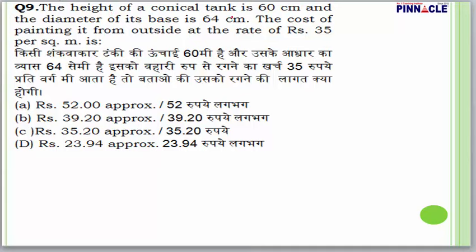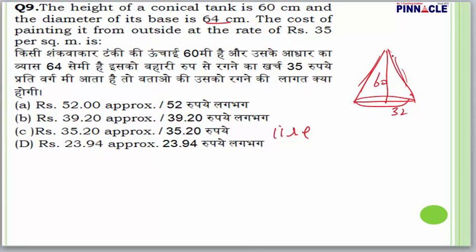9. Height of a conical tank is, this is a conical tank and the height is given here as 60 cm. And the diameter of its base is 64, that is radius is 32. Cost of painting it from outside at the rate of 35 per square meter. Outside means the curved surface area, which is pi r l. So first we have to look for what is pi r l, the curved surface area.